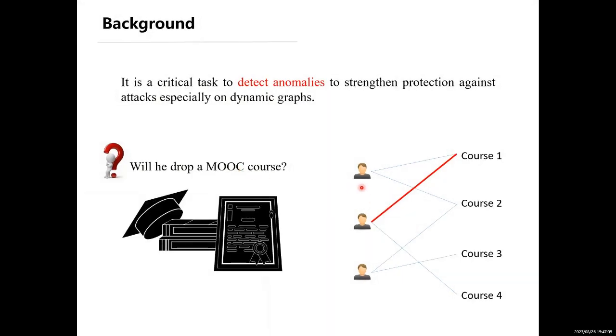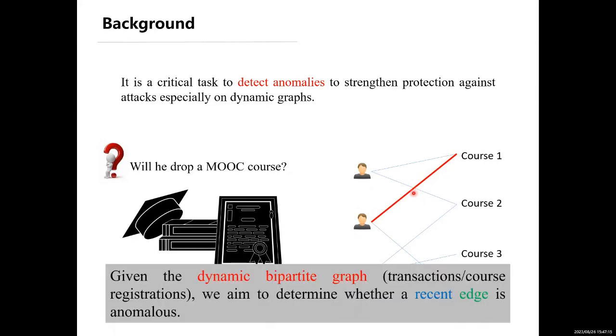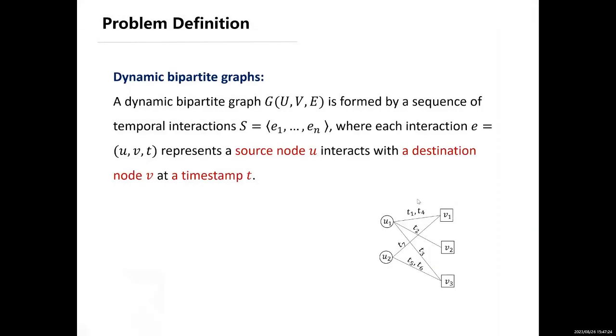In the MOOC platform, students can take actions regarding courses. We would like to know whether the students will drop a course after this action. The running theme of the two previous examples is that given the dynamic bipartite graph, we aim to determine whether a recent edge is anomalous.